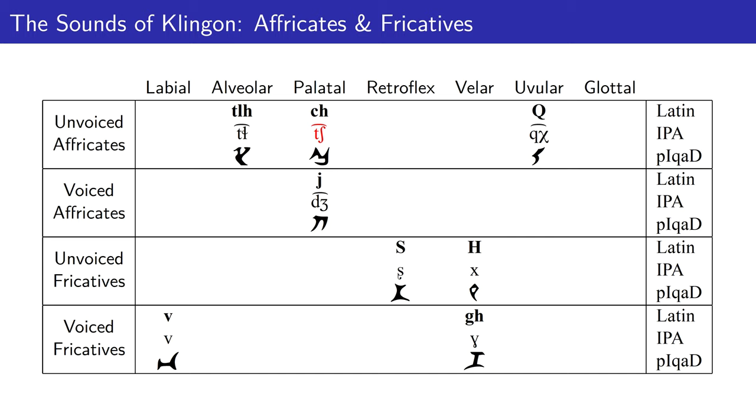The letter CH represents an unvoiced palatal affricate. In addition, we have the letter capital Q, representing an unvoiced uvular affricate. The letter J represents the voiced counterpart to CH. J is pronounced j.